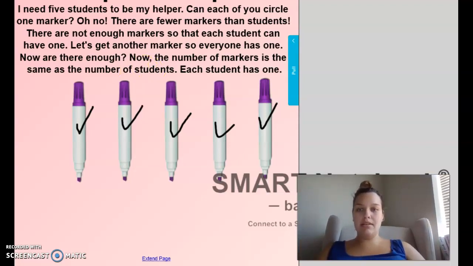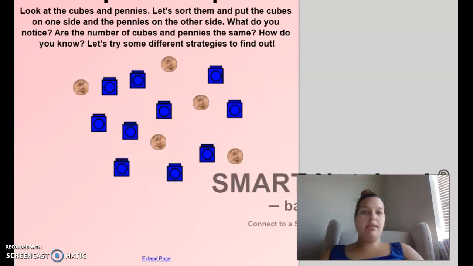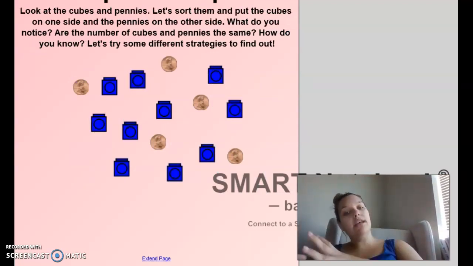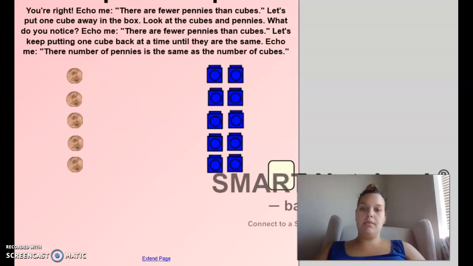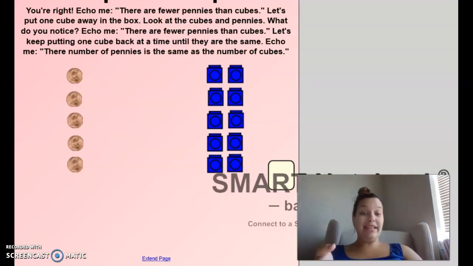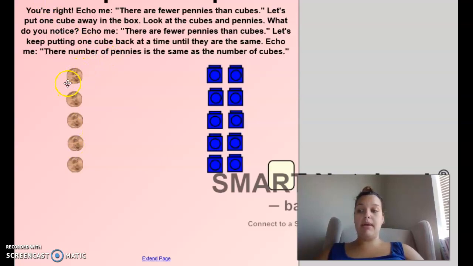Great job. Okay, so now I want you to look at the cubes and the pennies, and we're going to sort them and put the pennies on one side and the cubes on the other side. And we're going to see what we notice. Okay, so I lined up the pennies and I lined up the cubes. Are there fewer pennies or are there fewer cubes? Remember, fewer means less. There are less pennies. And I can figure that out very easily by just looking. Look at, there are not the same amount of pennies as there are cubes, are there?